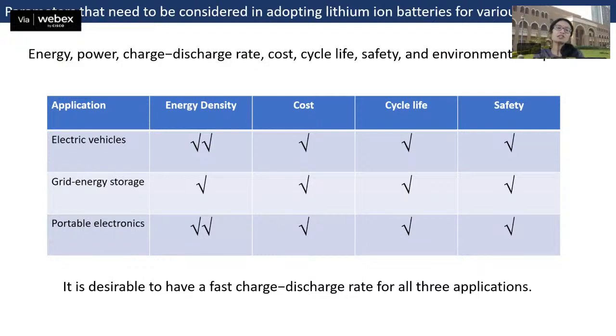In portable electronics, again, energy density plays a very important role. So as we improve energy density for lithium-ion batteries, it is going to play a very critical role for electric vehicles and for portable electronics. But for the other kinds of electrode materials, where the capacity is not really much, and the operating voltage is not much, they can again have application in grid energy storage.